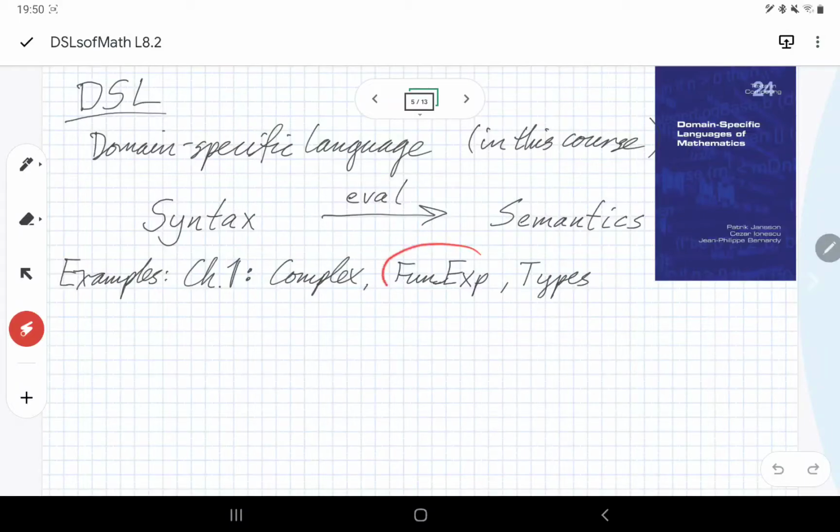We also talked about FunExp, expressions of one variable, which can represent functions of one variable. And these have been a core thread throughout the course, coming back over and over again. And also actually the types. We talked about the language of types, pair types, maybe types, function types, and how all these things build together to express syntax and semantics. Okay, that was chapter 1.